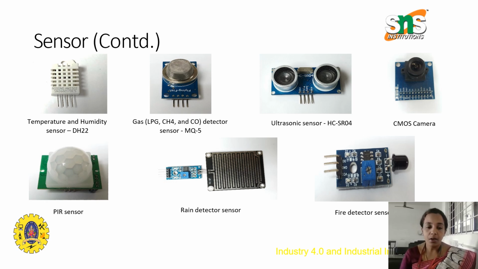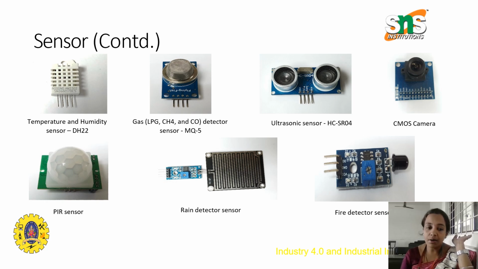Temperature and humidity sensor. If I want to determine the temperature of a particular place, then I can use a temperature and humidity sensor. Gas sensors. In industries and also in factories, I can use gas sensors. There are several types of gas sensors here. The first one is the LPG gas sensor. CH4 is a methane sensor. CO is a carbon monoxide sensor. These are the several types of gas sensors which will be used in factories and industries.